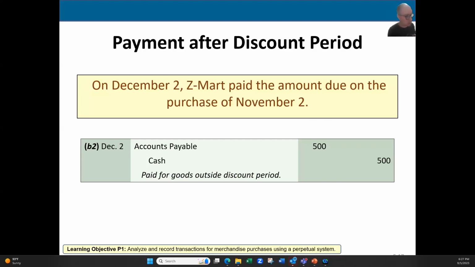Let's say a month went by, and I was like, oh, I missed the discount. You still got to pay the total amount. So debit accounts payable, credit cash, the whole 500.